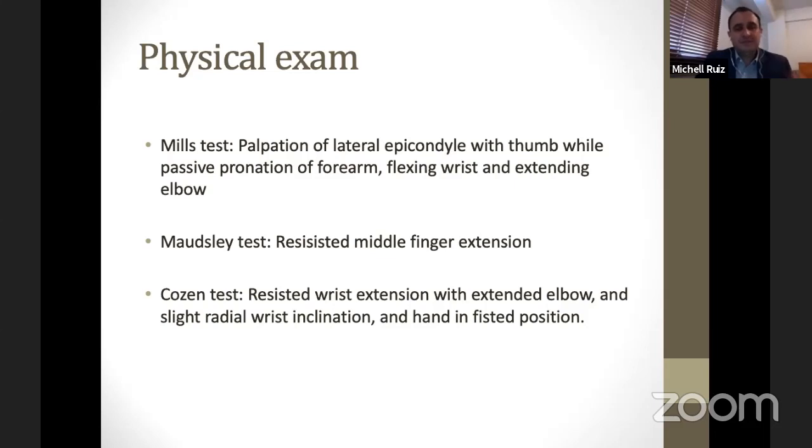None of these by itself is 100% sensitive for lateral tendinopathy. But if we take these three physical exam tests together, we can confirm the presence or absence of lateral tendinopathy.